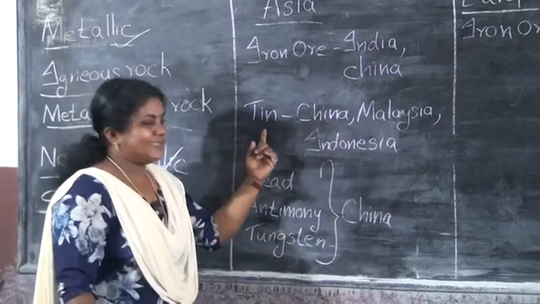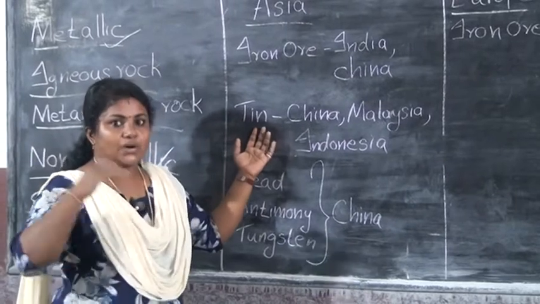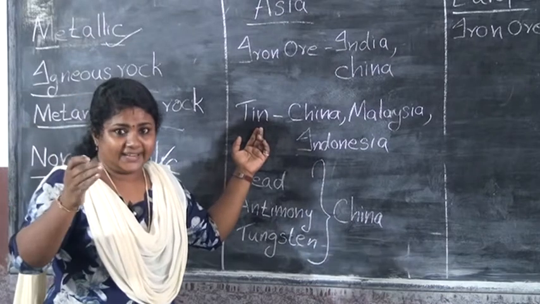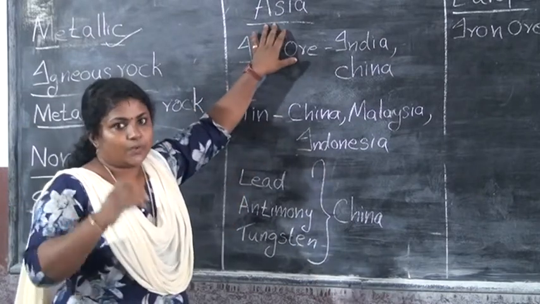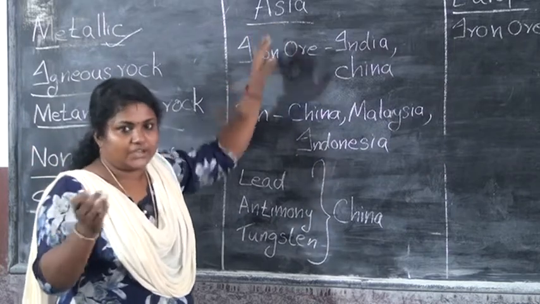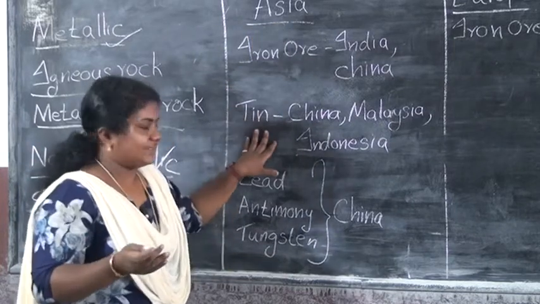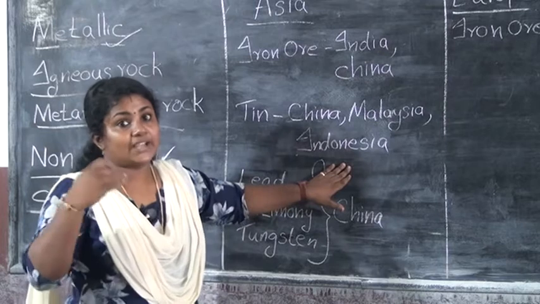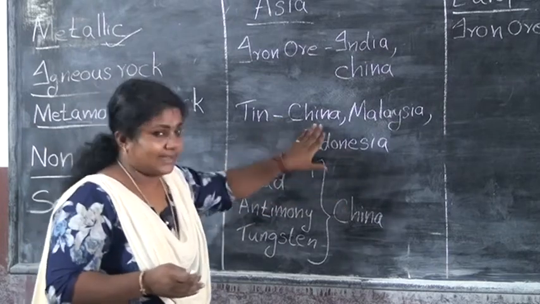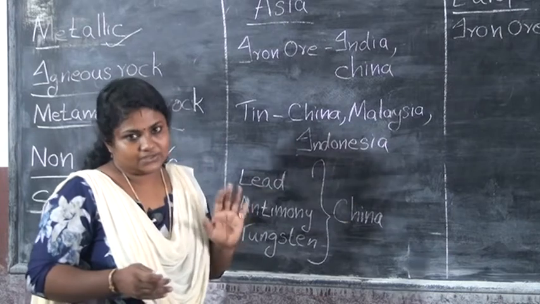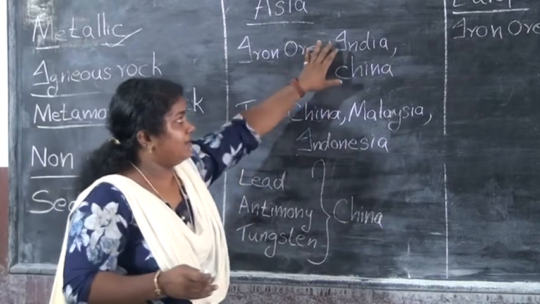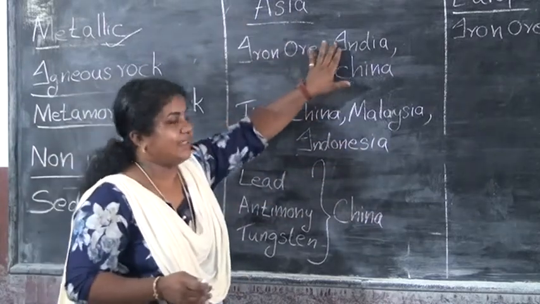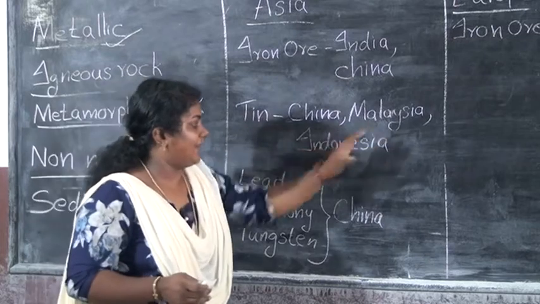The next mineral, tin. Looking at the distribution in the whole world, more than half of the tin we can see in our Asia, and it is in China, Malaysia and Indonesia. Understood? Iron ore in India and China, tin in China, Malaysia and Indonesia.